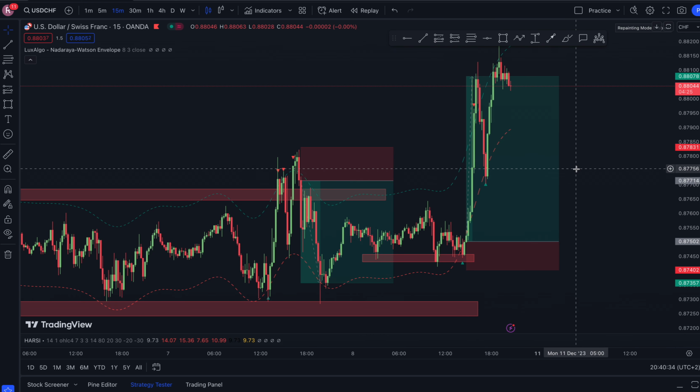See that? That's just simple support and resistance with the Nadaraya-Watson indicator. If you need further guidance, just let me know in the description below and I'll happily help you.